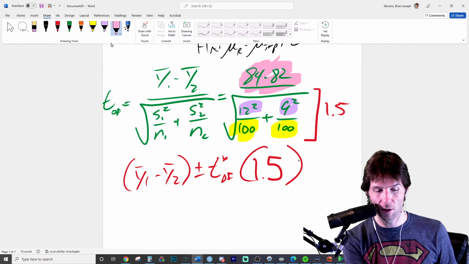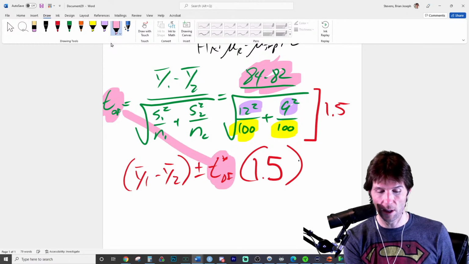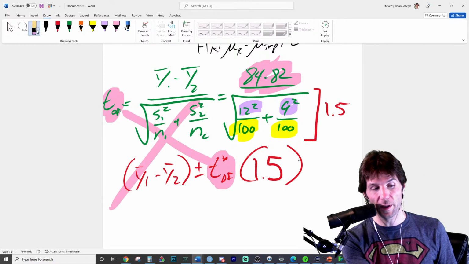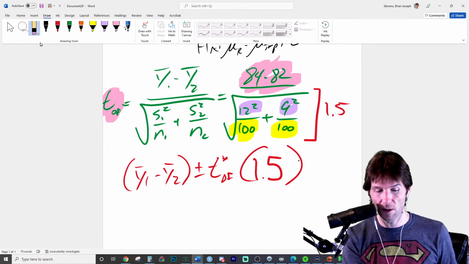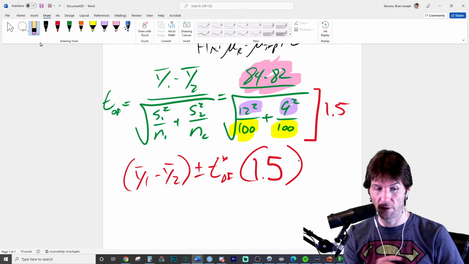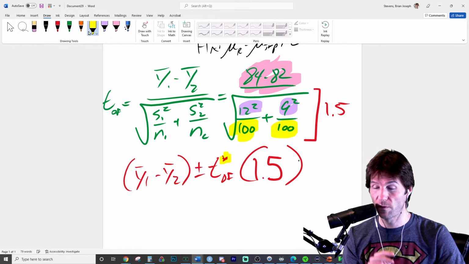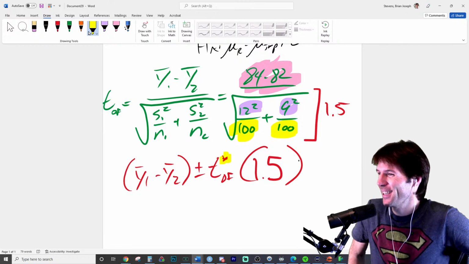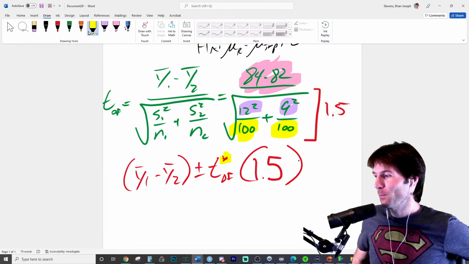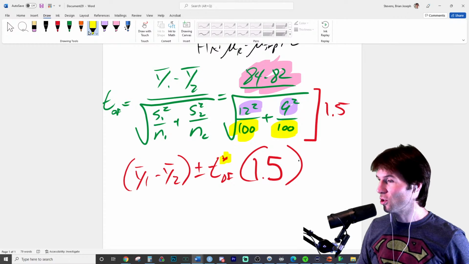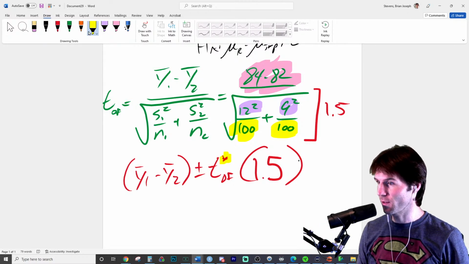These two things right here are not the same. This t right here and this t right here are not the same t. Because the t for the confidence interval has a star on it, which means something specific. That star means you pick it based on the level of confidence, which means you choose it based on the level of confidence.